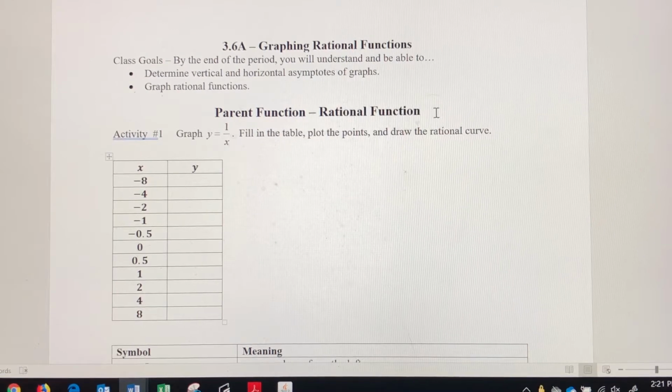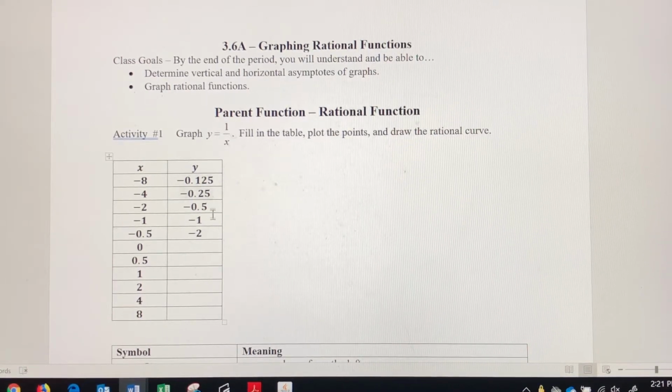So when I plug in -8, I obviously get -1/8. And I'm going to put these in decimal form just because we need to be able to see what's happening to y as x gets smaller and smaller, or down here as x gets bigger and bigger. So I'm going to use decimals here instead of fractions. When I plug in -4, I get -1/4. When I plug in -2, I get -1/2. When I plug in -1, I get -1. And when I plug in -1/2, I get -2. 1 divided by -1/2 is -2.